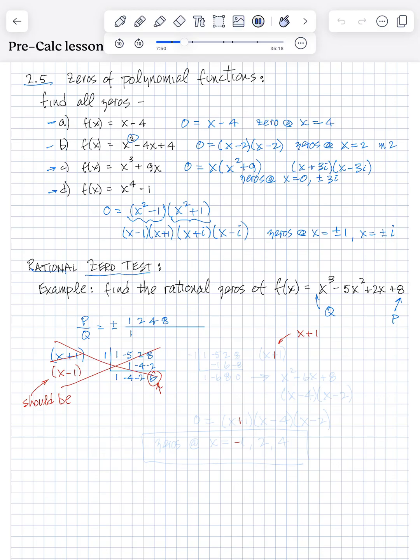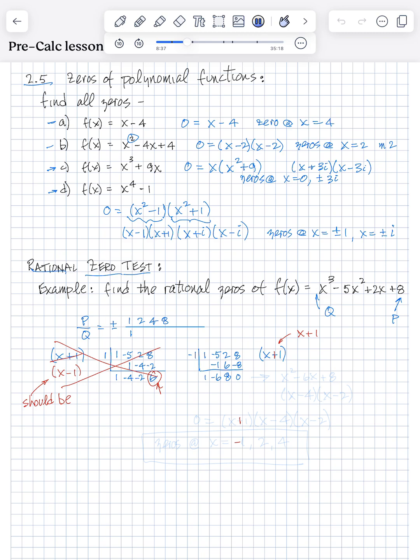This time let's try a negative 1. So we're going to put a negative 1 here. Draw our line. 1, minus 5, 2, and 8. Bring our 1 down. So negative 1 times 1 is negative 1. Negative 1 and negative 5 is negative 6. Negative 1 times negative 6 is 6. 2 and 6 is 8. Negative 1 times 8 is negative 8. And we have 0. So this means that x plus 1 is one of the factors.